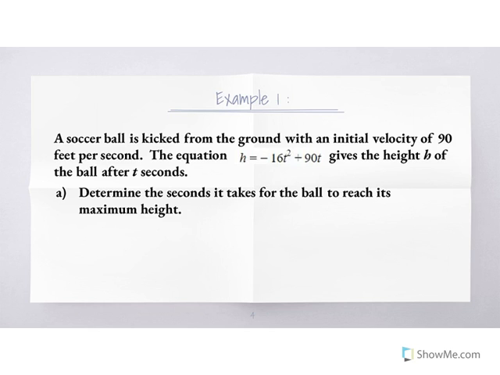So the t in this case is actually our x that I was referencing, and the h is our y. So these represent our x's and y's. This time they're just representing t as time and h as height. What we want to determine is the seconds it takes for the ball to reach its maximum height. If we're kicking a ball, it's going to go up and then back down. So the maximum height is going to be what? Yep, you guessed it, the vertex.